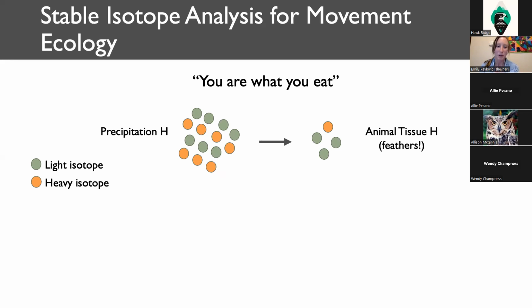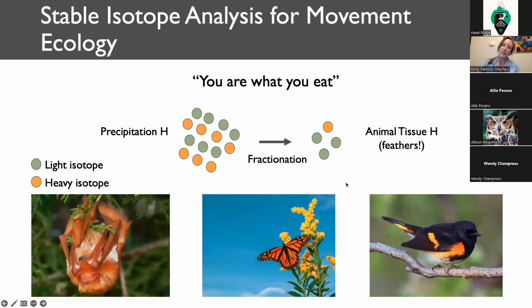And then we incorporate this into an animal tissue, like a feather. And now we have a 3-to-1 ratio. So the ratio changed, and this is due to what's called fractionation. So before we can use this to study animals, we have to understand the relationship between precipitation and feathers. And this technique has been used for a variety of different animals, things like bats and monarch butterflies, and has also been used in fields like forensics, which I think is a really interesting application.